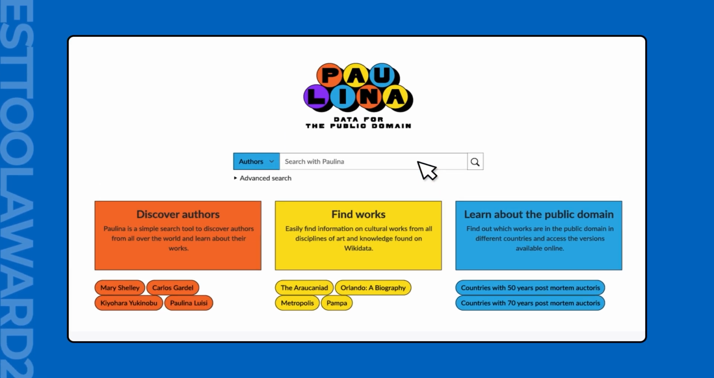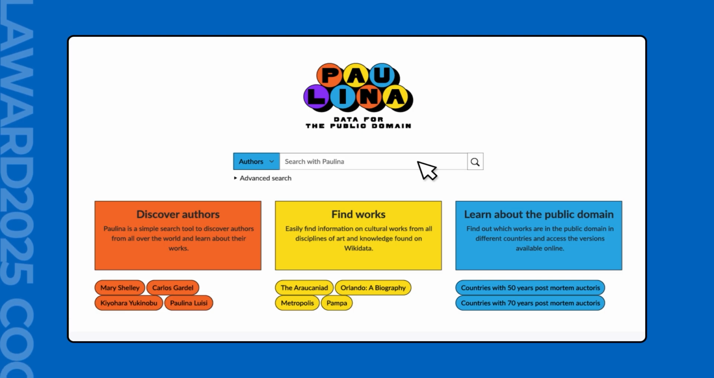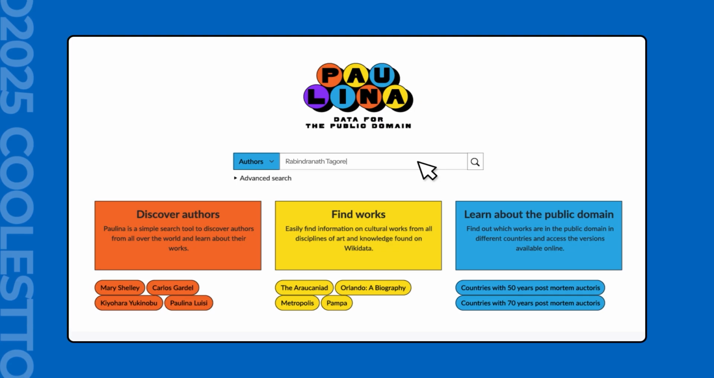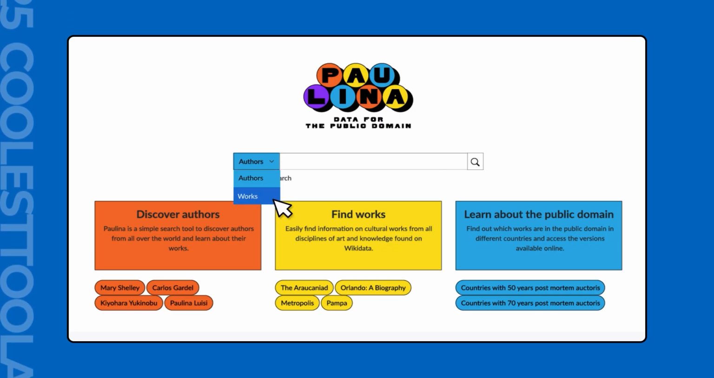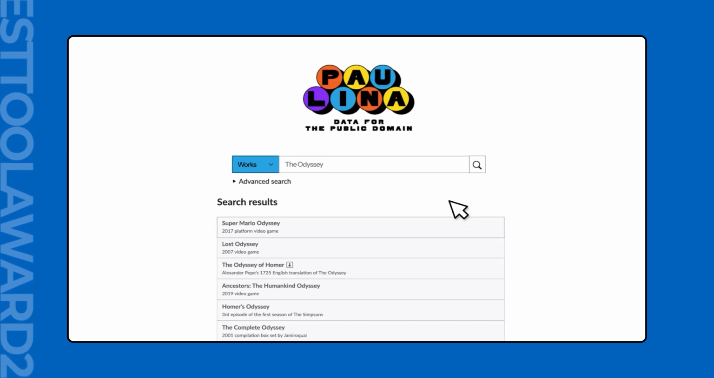Step 2. Search by author, work, or concept. At the top, type in an author, a work, or even a vague concept. Try Rabindranath Tagore or The Odyssey, or go full Beyoncé meets Borges and search for something unexpected.